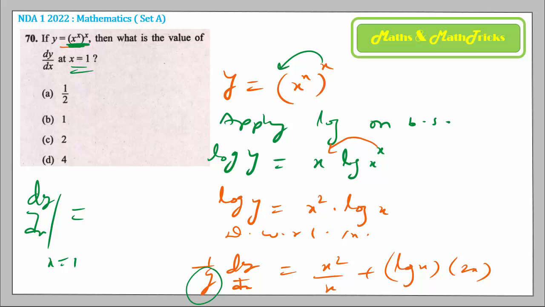It will be 1 only, no? 1 to the power of the whole thing, it's 1 only. 1 into, what do you get? This x cancels here, x is 1, so 1, plus 2 into 1, 2 into log 1. Log 1 is 0, so 0. So 1 into 1 is 1, and hence the answer is option B for this.